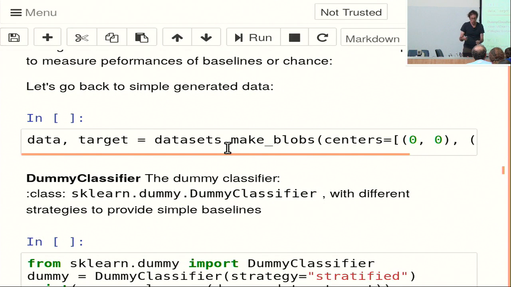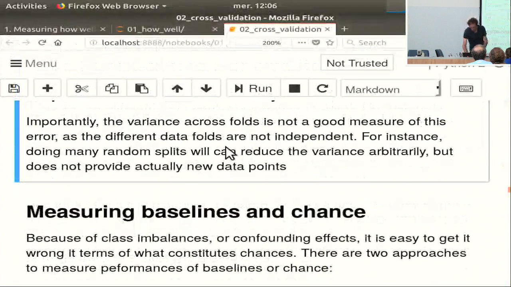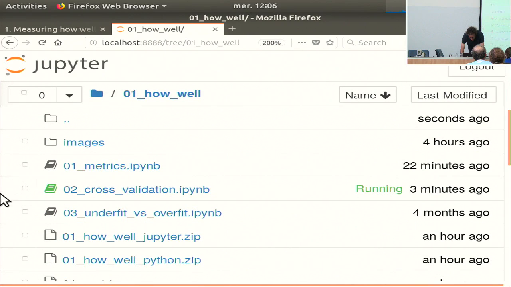Okay, I'm gonna start speeding up, and the way I'm gonna speed up is I'm basically gonna skip this part on measuring baselines, because the take-home message here is the dummy classifier is something cool, you should be using it. Because it's too easy to fool yourself in terms of what's the chance. But there's nothing clever here. So I won't take the questions on it unless you've got burning ones. Okie dokie.